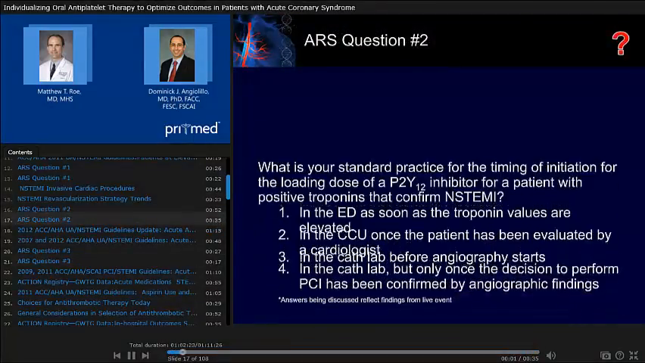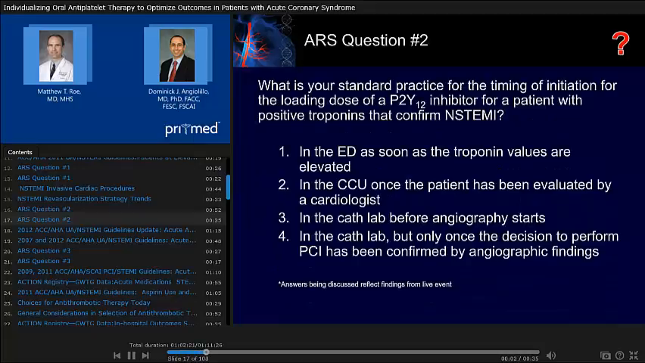Okay, so the majority actually would say in the ED as soon as the troponin values are elevated, and then 32% say in the cath lab once PCI has been confirmed. So we see a variety of usage patterns. I think this has changed over time. Initially, we were seeing very little use of P2Y12 inhibitors in the ED because of concerns about patients who may need to undergo CABG if they were loaded with the therapy. And then I think we also see differences by hospital, and there have been some analyses of this published recently from registries like the Action Registry Get With the Guidelines.